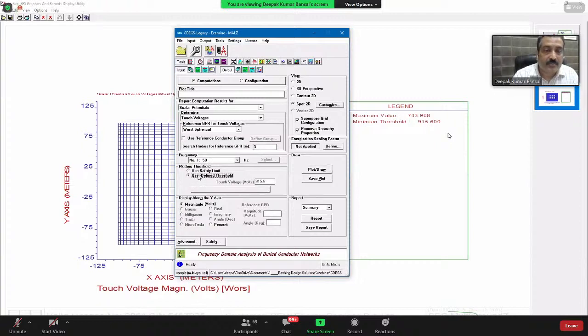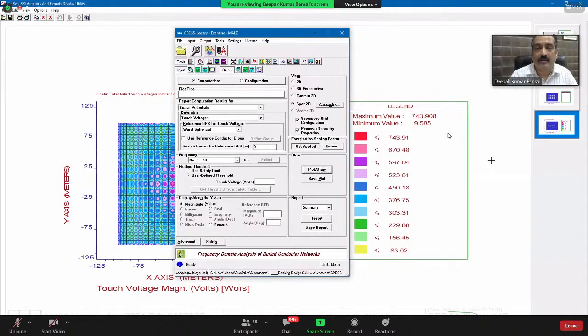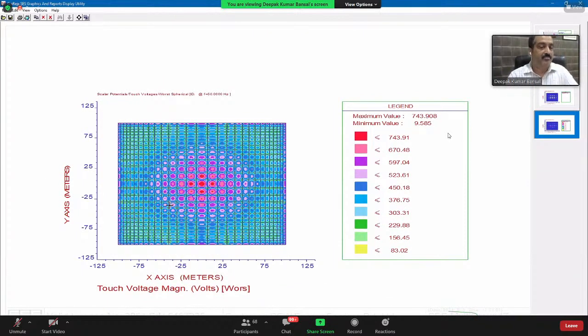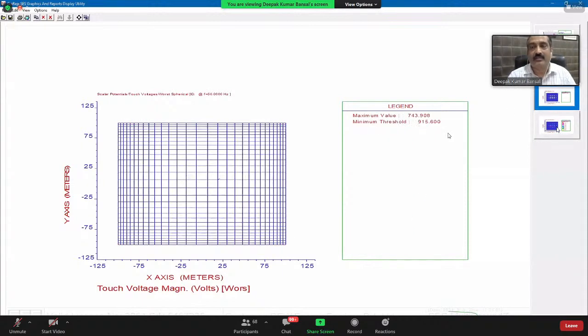Suppose we don't use any safety limit parameters, then what you see is the touch voltage pattern at the entire substation grid. You have seen that there's no issue. Basically we go for this only because we want to see whether we have any issues in the substation or not. This shows that we don't have any issues and our substation is very much safe.